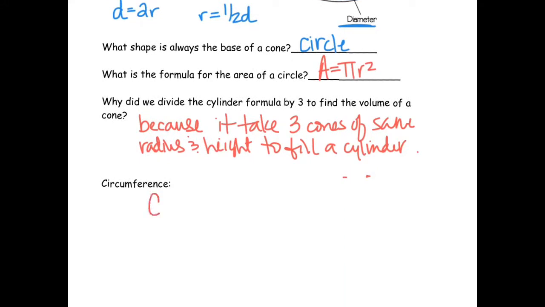Okay. So I think we also just need to revisit, in case you didn't watch the last video, how do I find circumference? Circumference is pi times diameter, or more importantly, circumference is 2 times pi times r. Because if you're given the circumference of a cone, you could find the radius. All right, so let's do some examples.